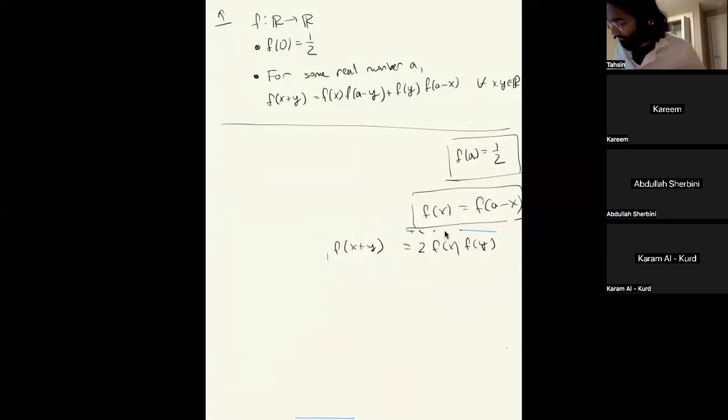So let's try taking log. You have to be careful when you do this, but if f of x and f of y are positive, then you can take the log. Otherwise you can't. But if that's true, then we get log f of x plus y equals log 2 plus log f of x plus log f of y.